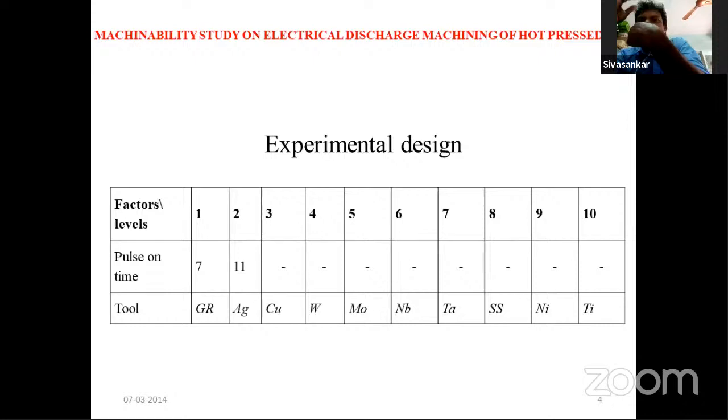Another one is the tool material. Tool material is also very, very important. Some properties: it should have very good thermal conductivity, it should possess a higher melting point, and it should possess higher electrical conductivity. These are the important parameters of your tool material. So my objective is to optimize the tool materials as well as to optimize the pulse on time for this particular case. Next.